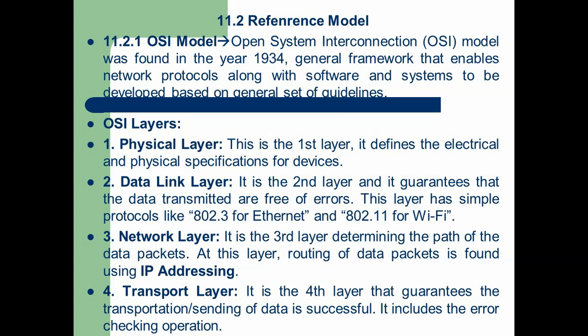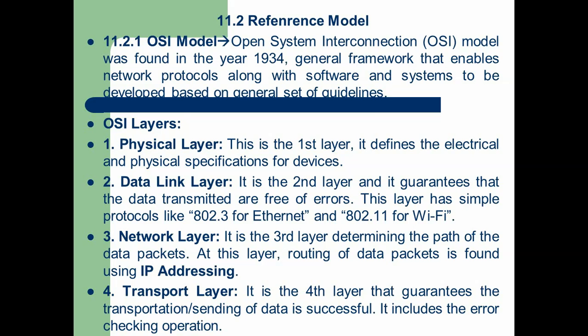Number 2, data link, refers to the second layer. It guarantees that the data transmitted are free of errors. So this is the important work of this layer. It ensures that each and every transmission should be error free. This layer has simple protocols like 802.3 and Ethernet, and 802.11 for Wi-Fi. So Ethernet is a wired network, Wi-Fi 802.11 is a wire-free network.